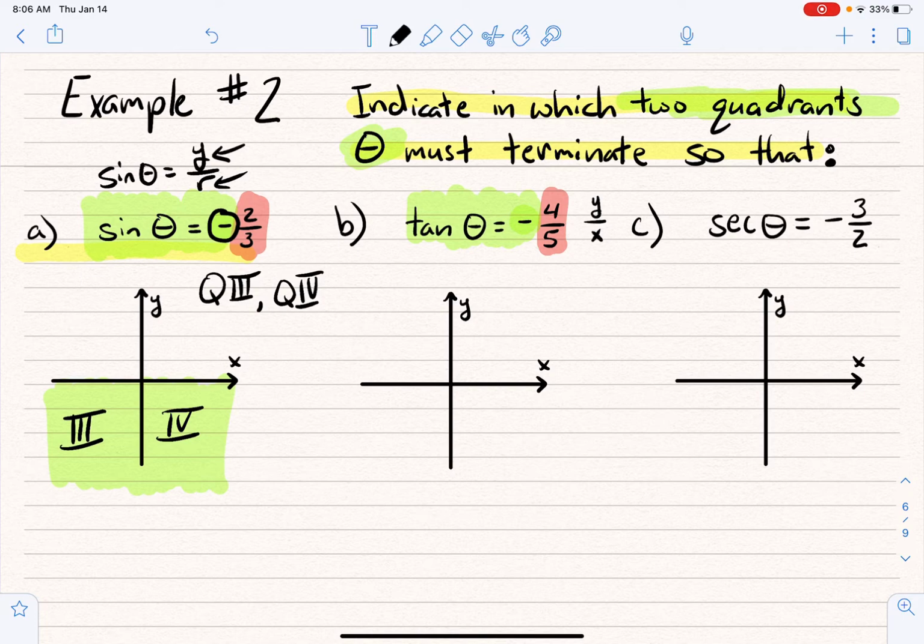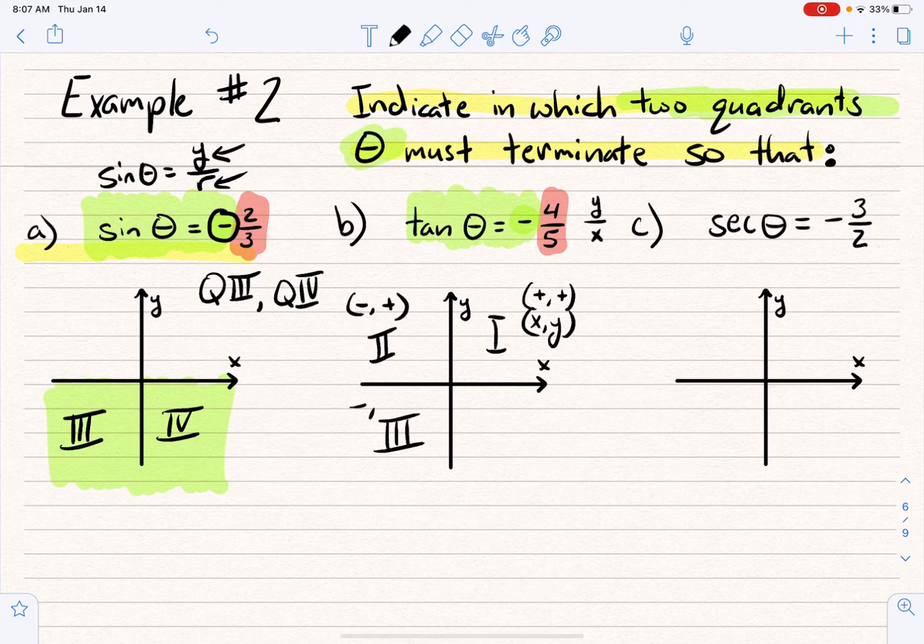Which one is negative? I don't know. What you have to think about is right here in quadrant 1, when you're talking about x and y, they're both positive. So when you divide y over x, you get a positive. But over here in quadrant 2, x is negative and y is positive, so when you divide a negative by a positive, you get a negative. Down here in quadrant 3, it would be a negative and a negative, and when you divide a negative by a negative, it would be positive. And over here in quadrant 4, you have a positive and a negative, and when you divide, you're going to get a negative.